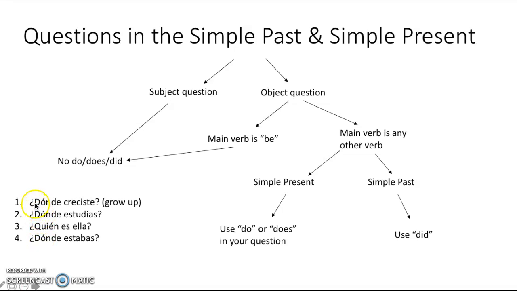Now, take a look at these 4 sentences. Try to translate them into English using the strategies we've looked at, this diagram, where you start by imagining how someone might answer, so you know if it's a subject or object question. Let's pause the video, and when you are ready to check your answers, we'll start again. All right, let's check the answers.